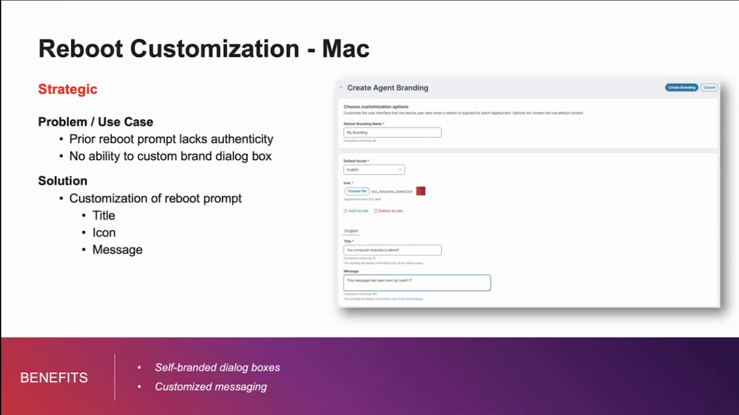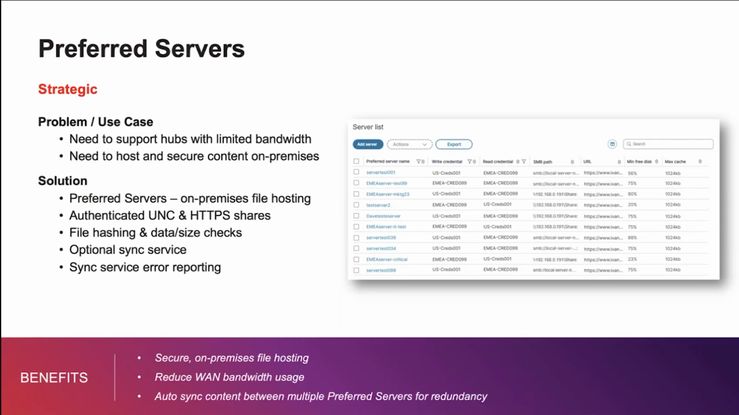So first of all, is reboot customization. So this was a capability that we brought in for Windows only in the previous release. And what we're doing, again, Mac, we work to provide the parity that generally comes in the release after, and that's exactly what we're doing here. So that same capability to create the agent branding, title, icon, and message, we'll be launching the Mac capability for that.